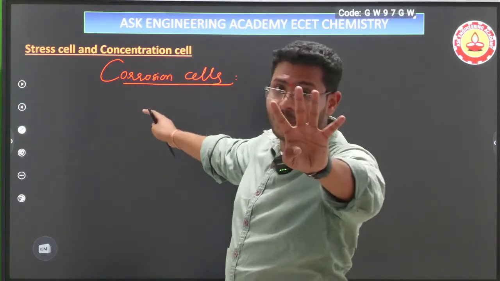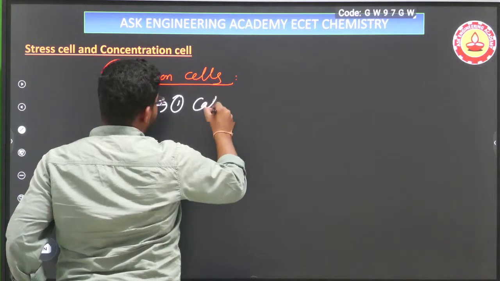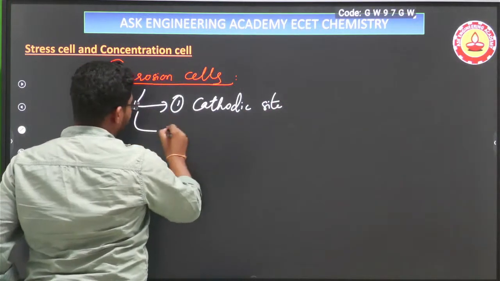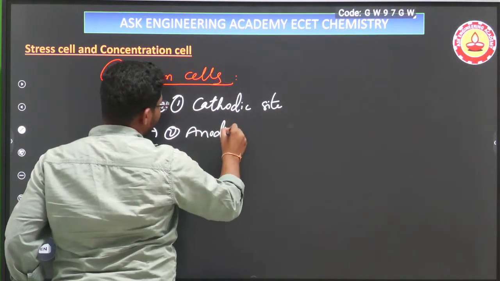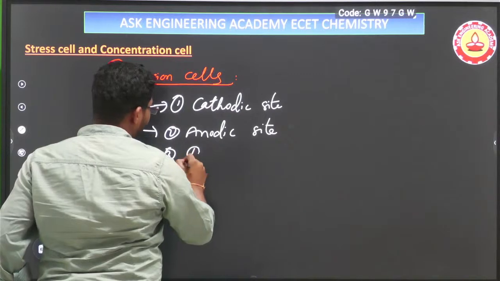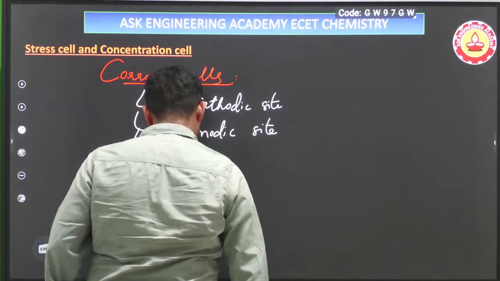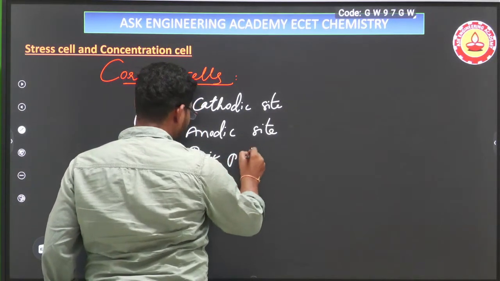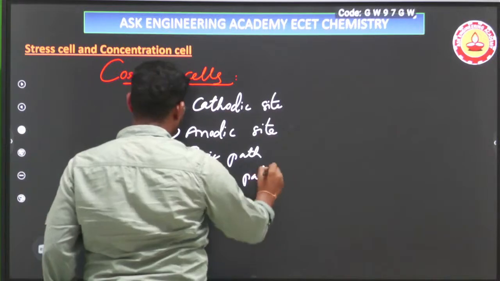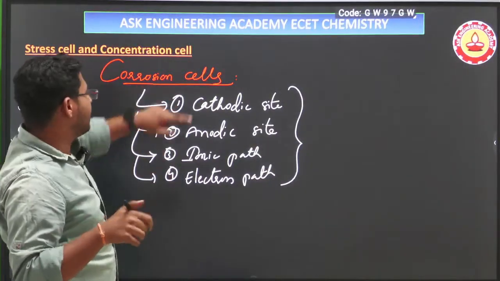Corrosion cell contains four important parts. One is cathodic site. Second one is anodic site. Third one is ionic path. And fourth one is electron path. So these are the four components that corrosion cells are made up of.